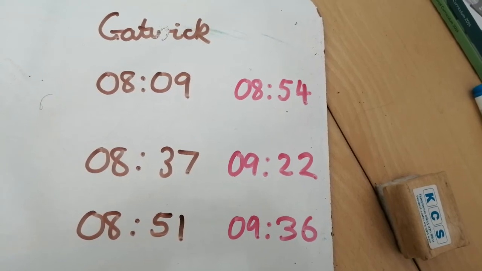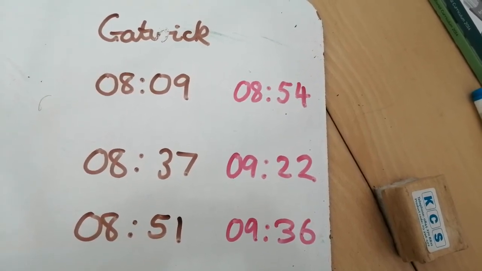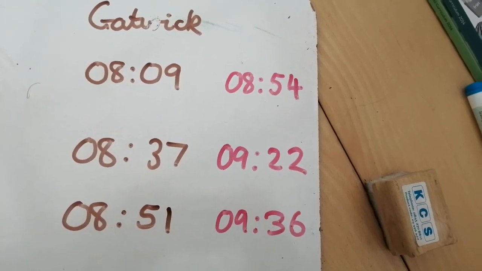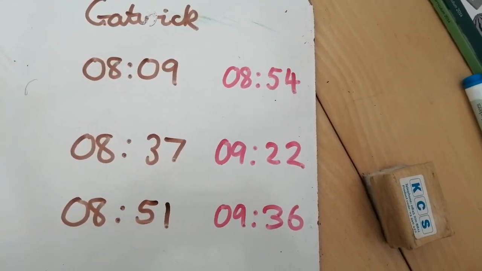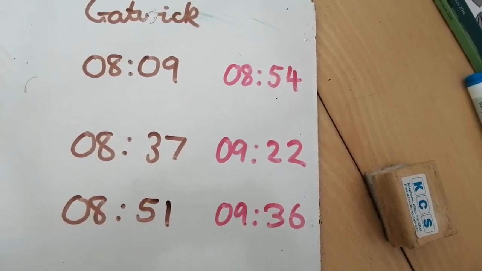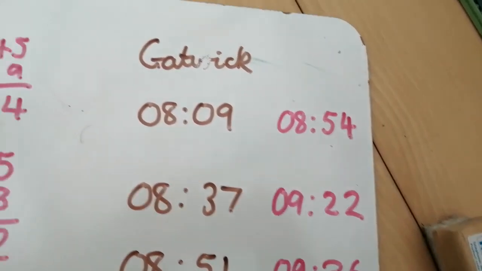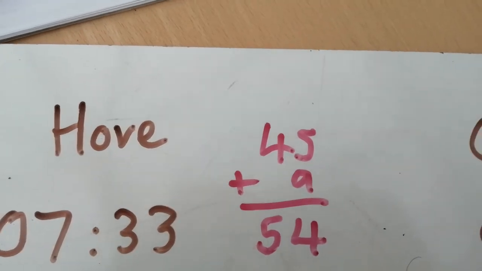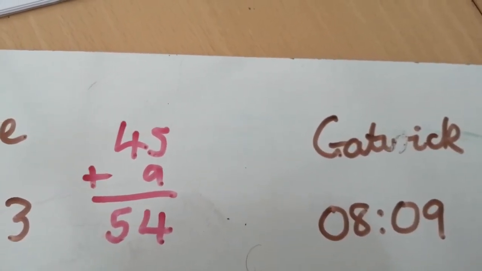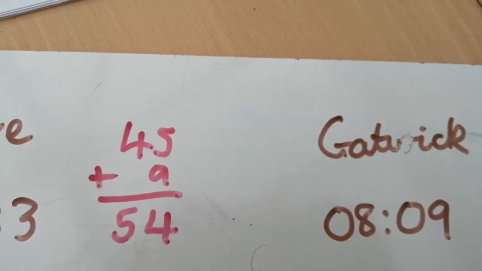And here are the times that the trains will arrive. Now, to work those out, there are several different ways you can do it. But what I did with the very first one was I added 45 minutes, because that's 3/4 of an hour, onto my 9 minutes that I'd got, 8:09, to give me 8:54. That was easy because it didn't go over the hour.